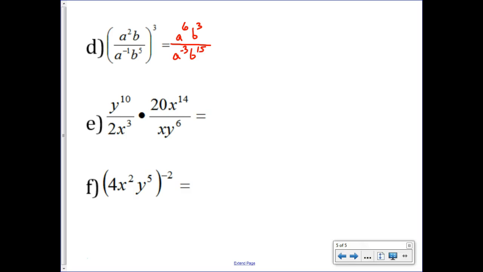Again, I'm going to subtract, so 6 minus -3 is a to the +9. And I have 3 minus 15 is b to the -12. I need to get rid of those negatives in the exponent, so I have a to the +9 can stay up top. B to the 12th moves to the bottom.